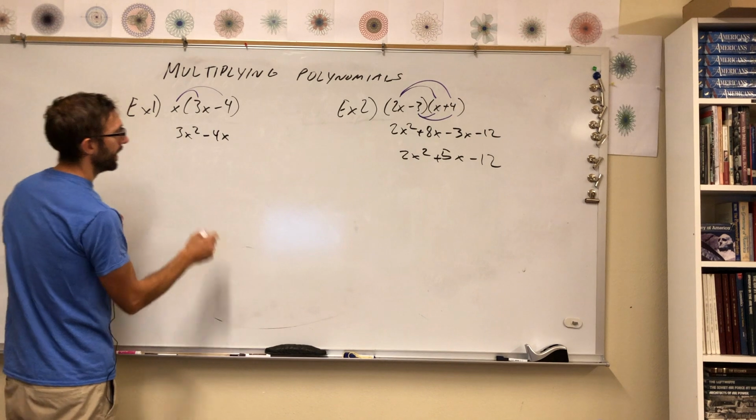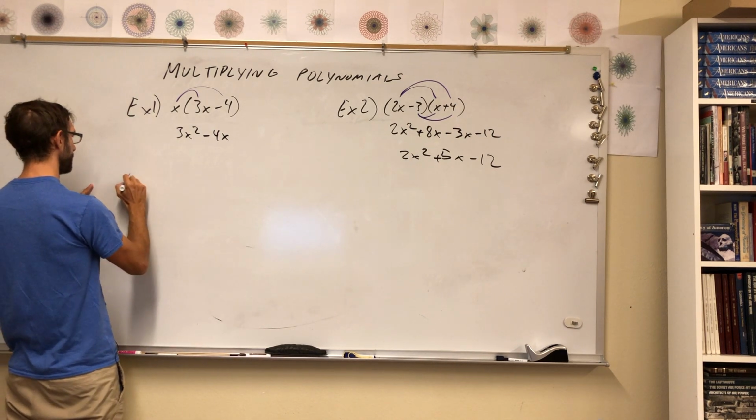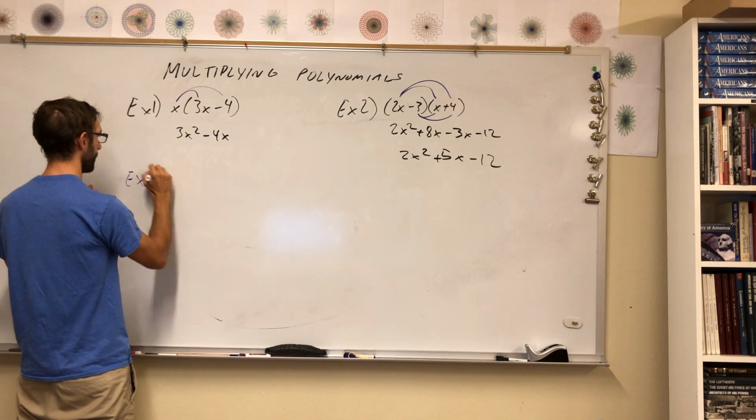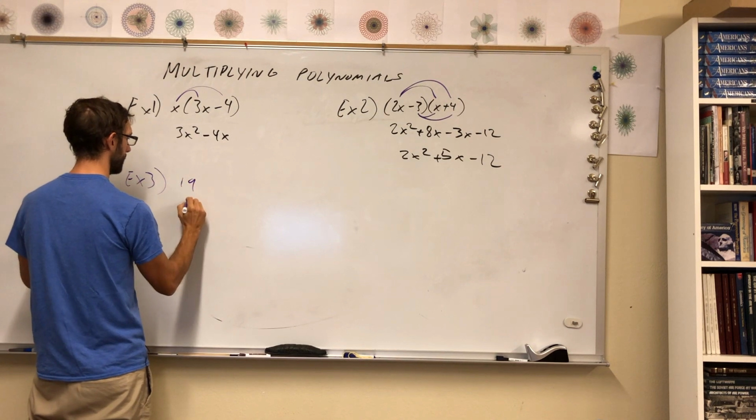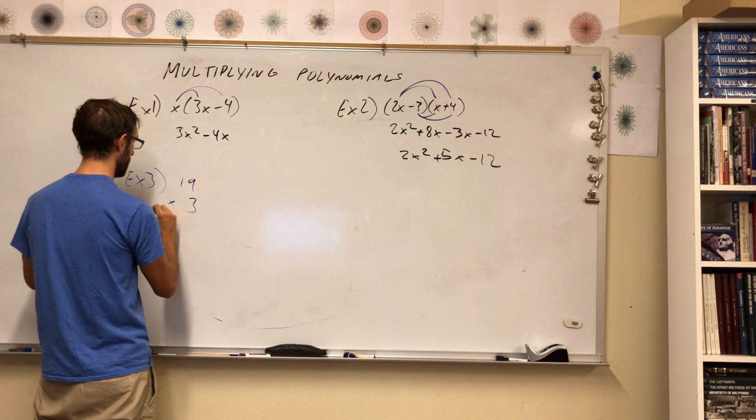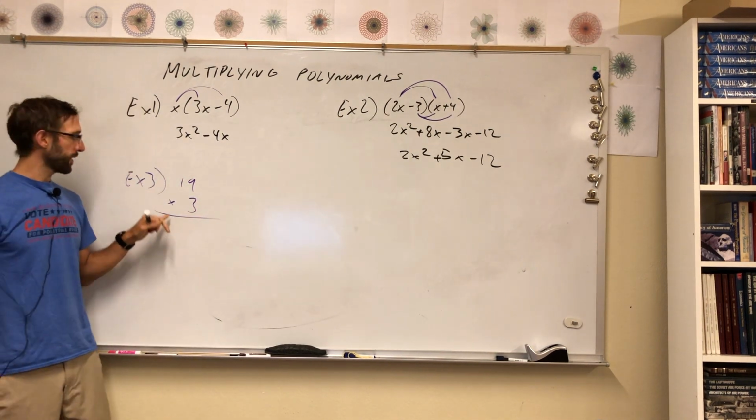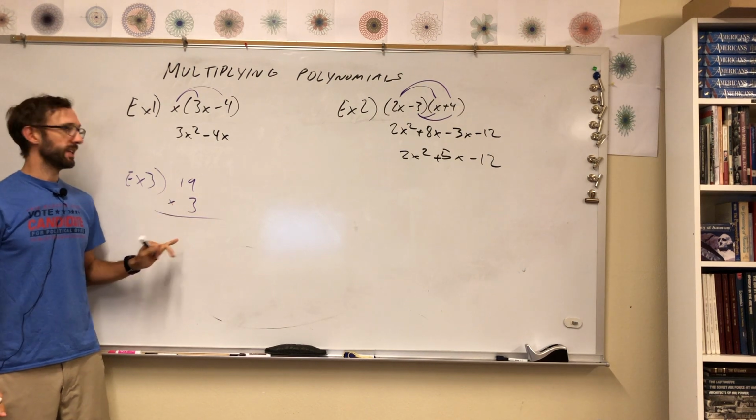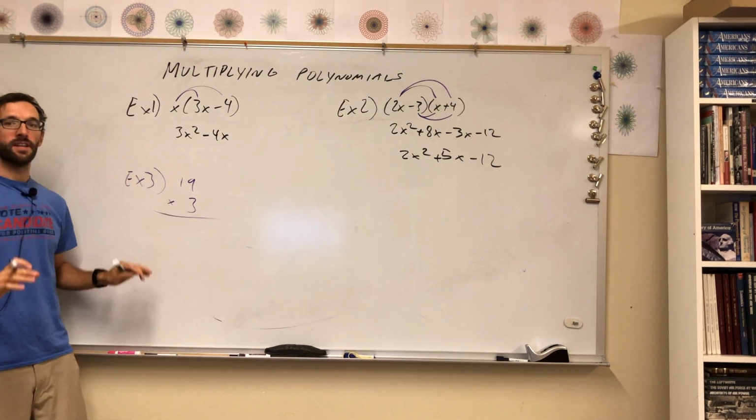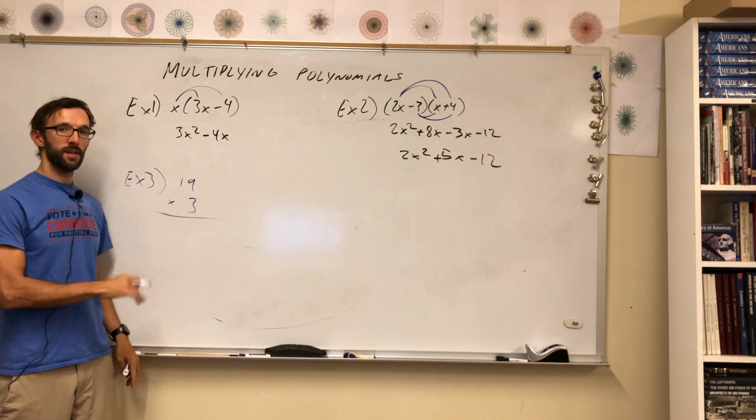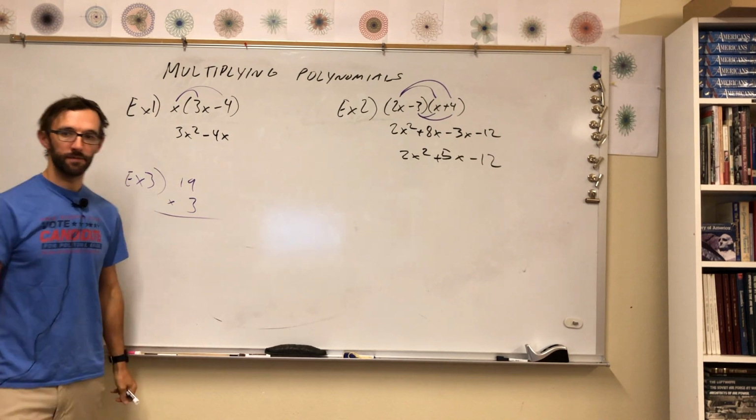Let's do this. Example 3. All right. Here you go. Go ahead and multiply 19 times 3 like you did when you were a kid. So pause the video and then try it yourself.